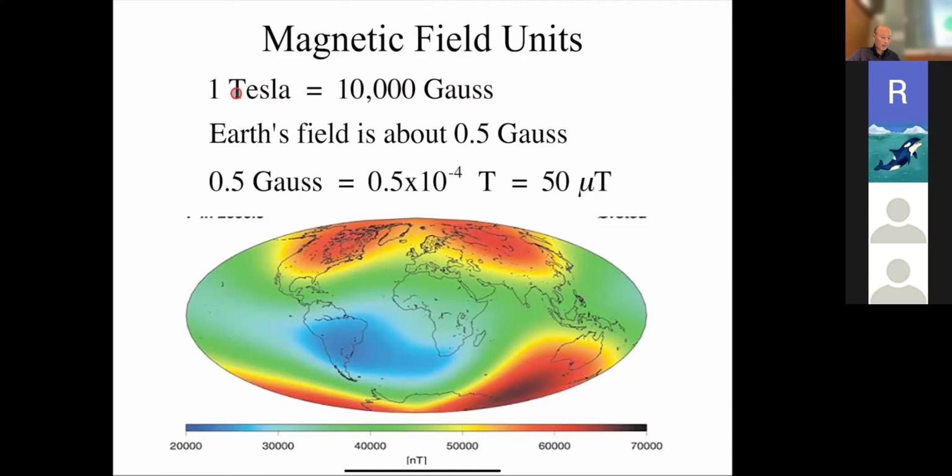Just to get a sense of what these units are, the Earth's field here in San Diego is about half a Gauss. If you need a reference of how strong a field is, just remember that the Earth's field is half a Gauss, or about 50 microteslas. That sort of gives you a sense of how strong these fields are.